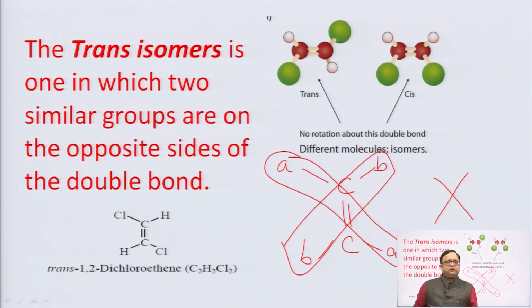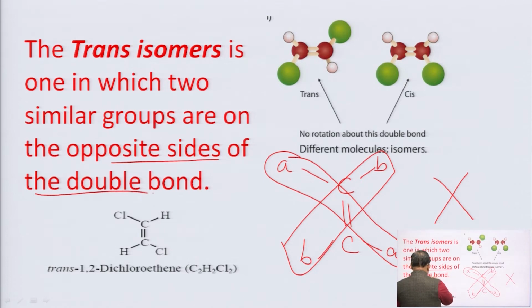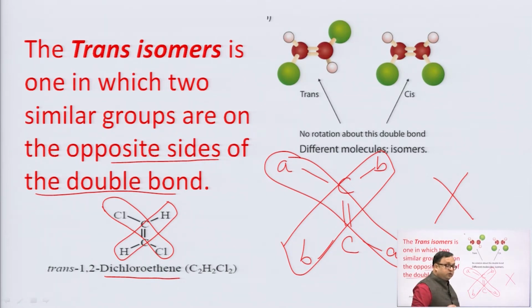So, a trans isomer is one in which two similar groups are on the opposite side of the double bond. Remember, opposite side of the double bond. Let us have an example, 1,2-dichloroethene. In this structure, it can be easily seen that both the hydrogen atoms are present opposite to each other and the chlorine atoms are also present opposite to each other.